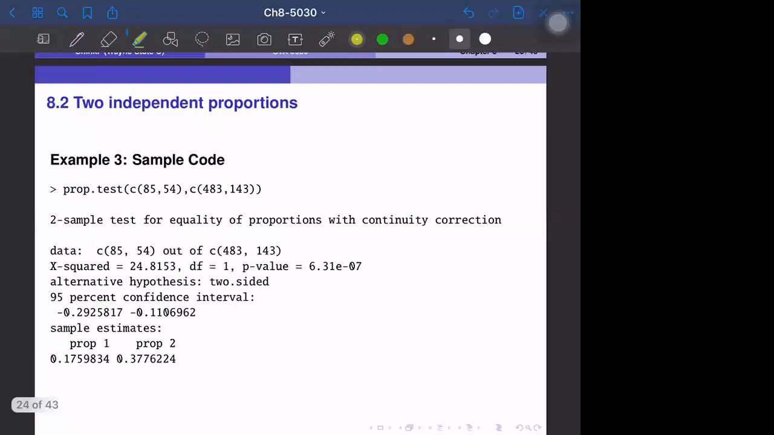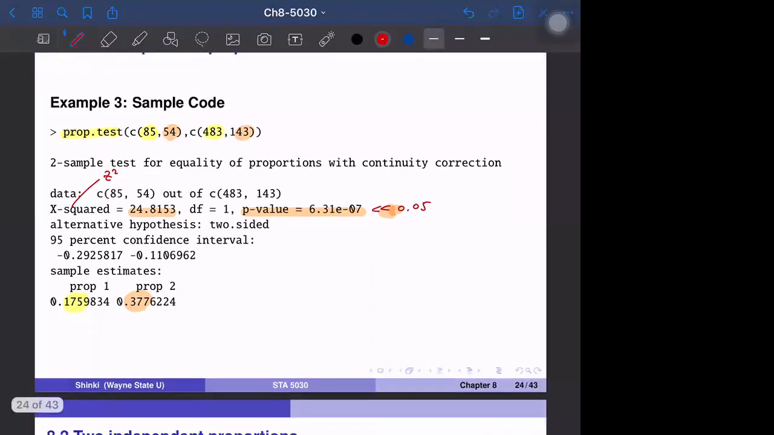Okay, so we can use prop.test, and this is U of M, and this is Wayne State, and we want to test. At first, the sample proportions are 17.6% and 37.8%, so much larger. And how about the test result? The chi-squared statistic, this is the z-square statistic, is 24.8, so pretty large. If we take the square root, it's still about 5, so it's large. And the p-value is 6.3 times 10 to the power of -7, so it's highly significant. So we can reject the null hypothesis that the two undergraduate institutions have the same proportion of matriculation.